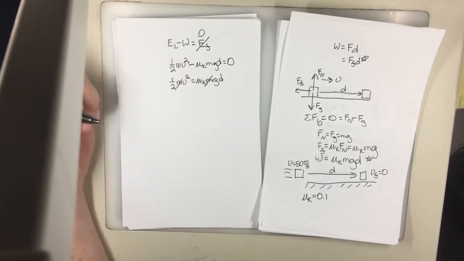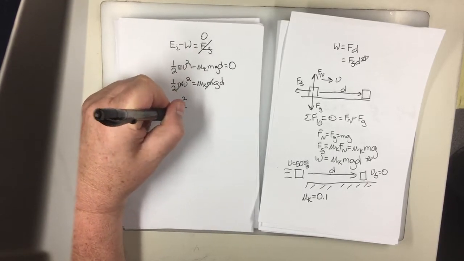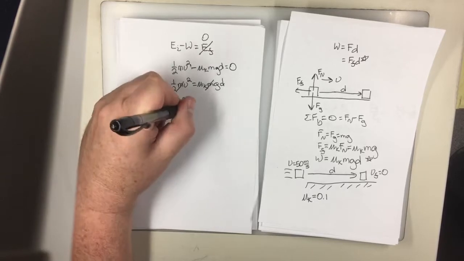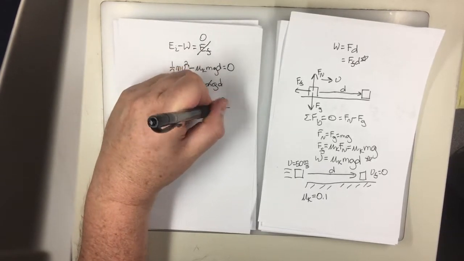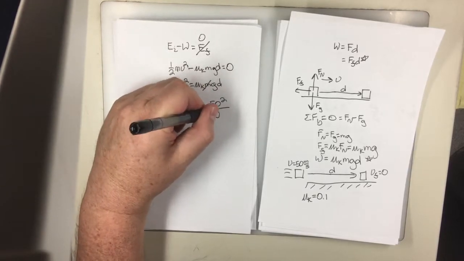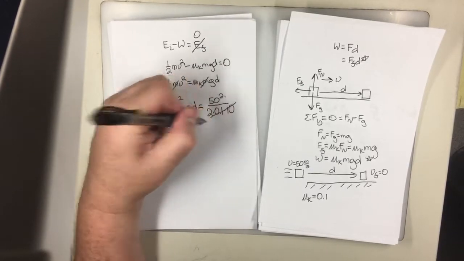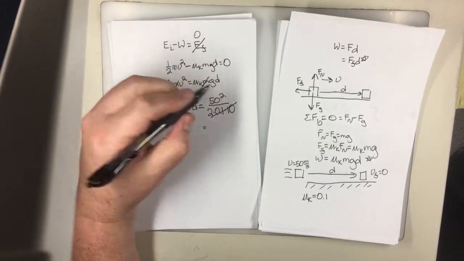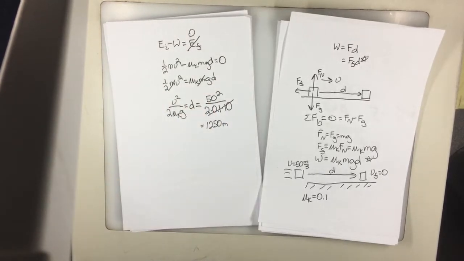I'm given velocity, I'm looking for distance, so d is v squared over 2 mu sub k g. So this becomes 50 squared over 2 times 0.1 times 10. That effectively cancels, and it's 2,500, I think it's 1,250. Yeah, so it's 1,250 meters.